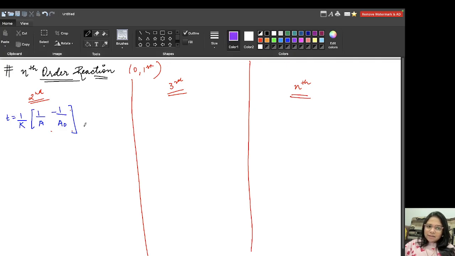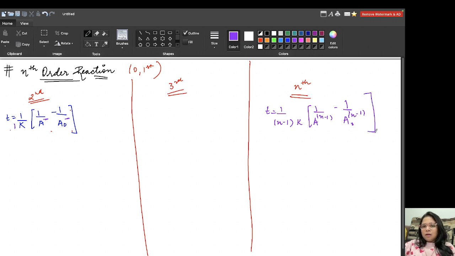What will be nth order reaction? Just put n minus 1 here, here and here. So what will it be? t will be 1 upon n minus 1, where n means the order, k, 1 upon a to the n minus 1 minus of 1 upon a naught to the n minus 1. This will be your nth order reaction. So how will you write for third order reaction? Put n as 3. So 3 minus 1 is 2, right? So 1 upon 2k, 1 upon a square minus of 1 upon a naught square. That's how you write it.